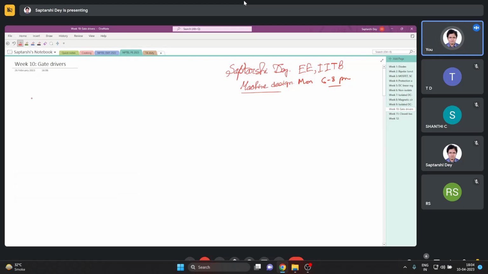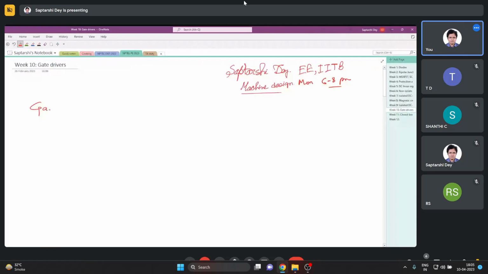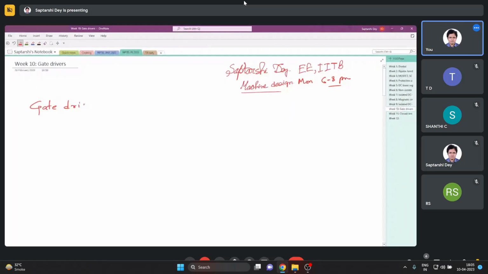So, this is the 10th week lecture. This is about gate drivers. We have one more week left of material, and since we synchronized ourselves by advancing one week, last week we did not have any such lecture. We'll maybe see if we can have a recap or some other discussions. So this week is about gate drivers.